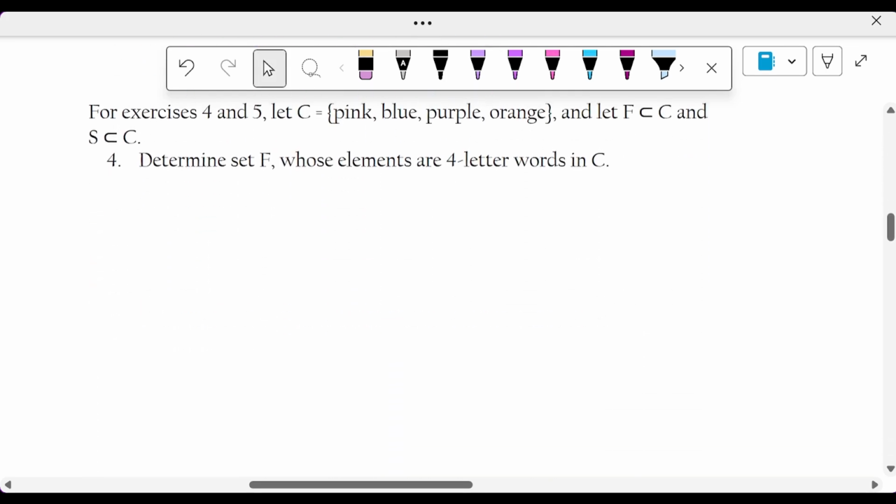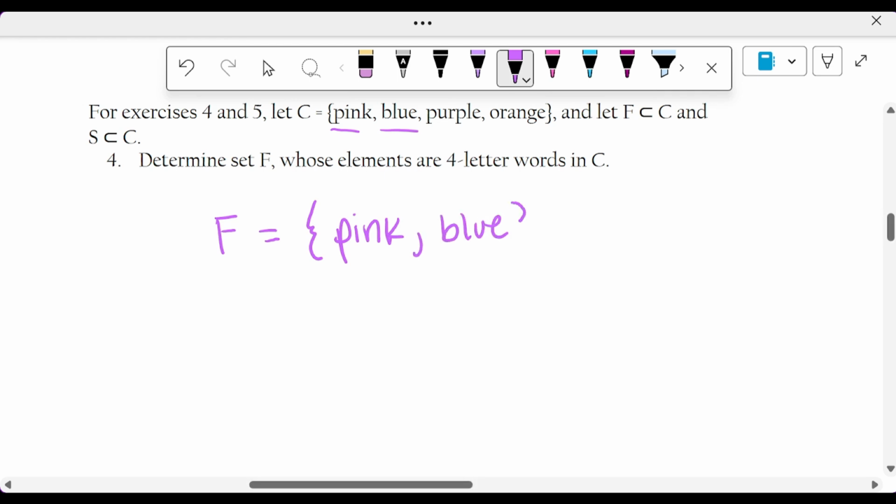Question 4. For exercises 4 and 5, let C equal pink, blue, purple, and orange. And let F be a subset of C and S be a subset of C. Determine set F whose elements are 4-letter words in C. So F equals, and we only want the 4-letter words, so pink and blue. We know that this is indeed a subset of C because all the elements of F are also in C, but not all of the elements in C are in F.